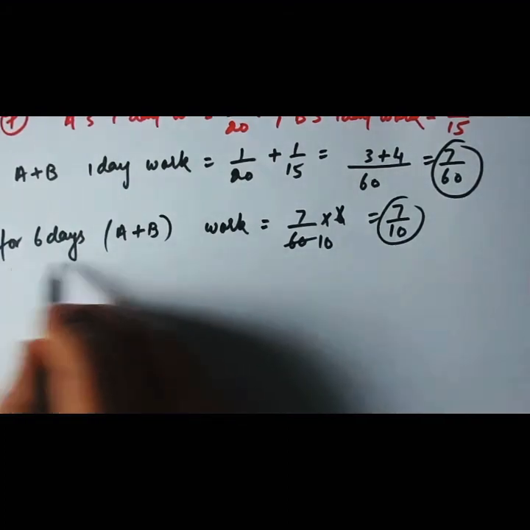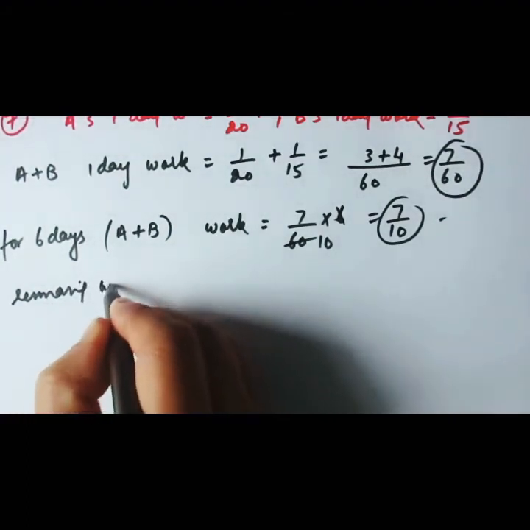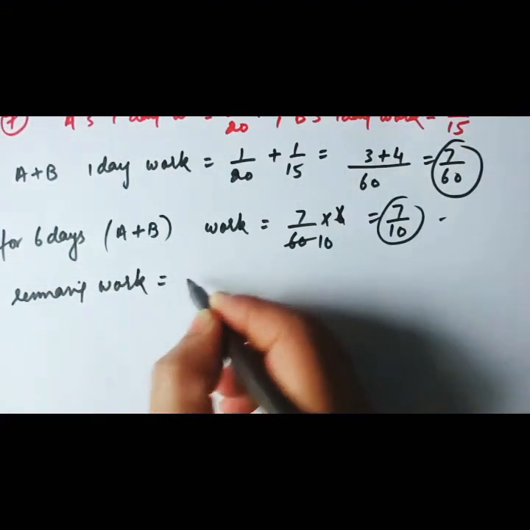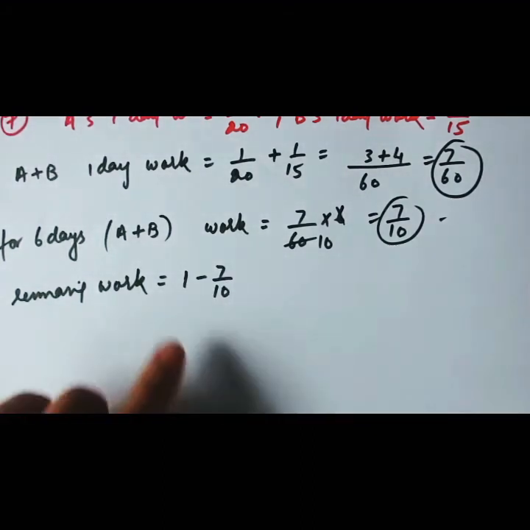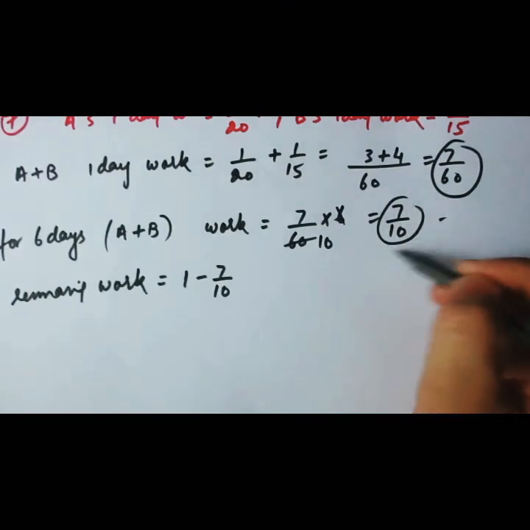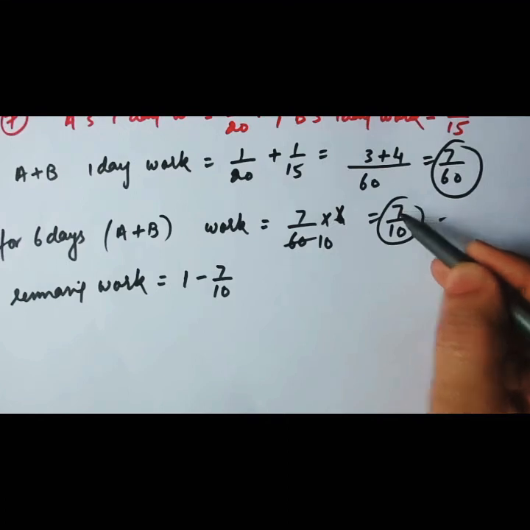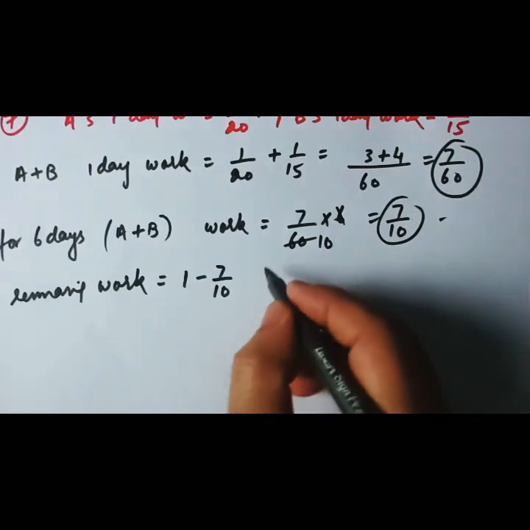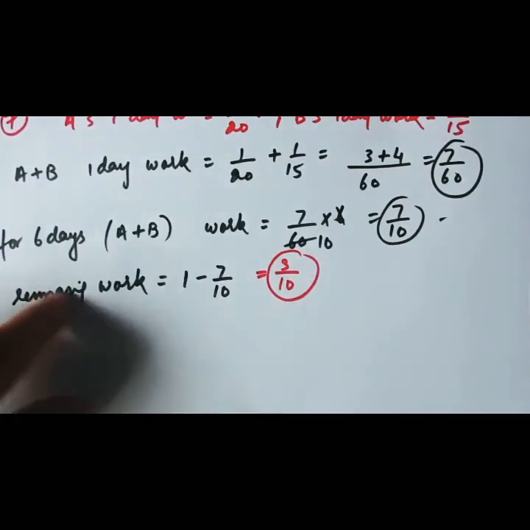How long will B take to finish the remaining work? After working 6 days, the remaining work is equal to 1 minus 7 by 10, as I had told you that total work is always taken as 1. If you think that I am not going to take total work as 1, you can find out the answer directly over here. 7 out of 10 of the work is done, so the remaining is equal to 3 by 10. 3 by 10 is the remaining work.